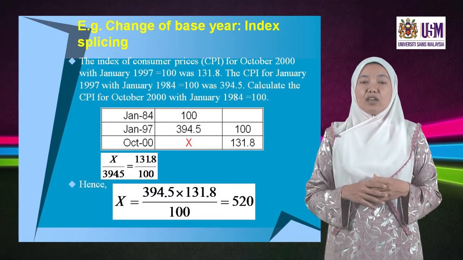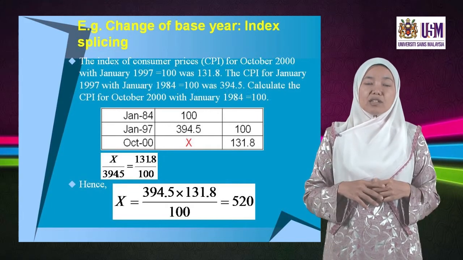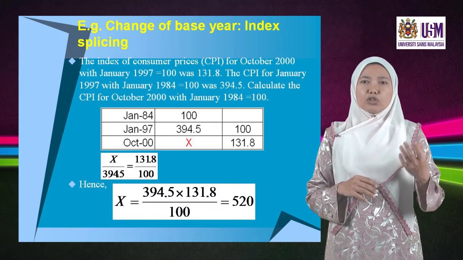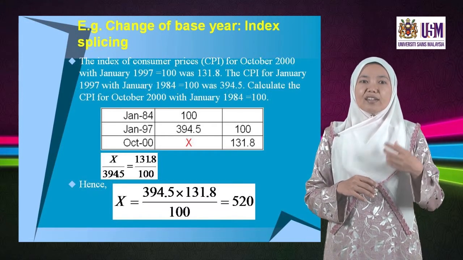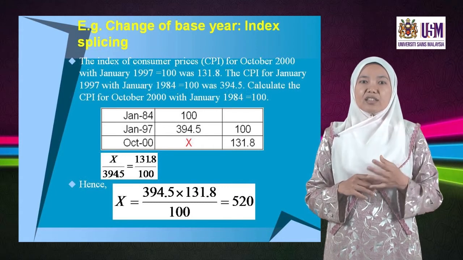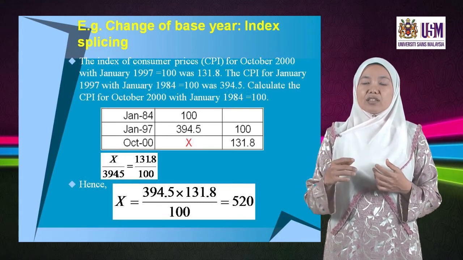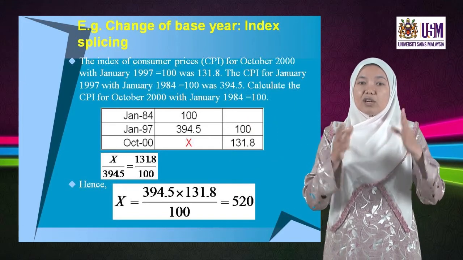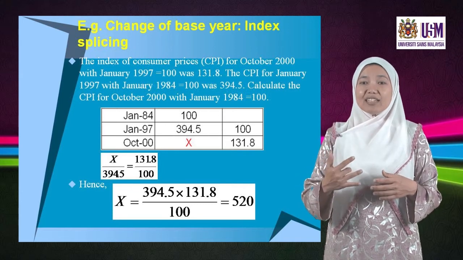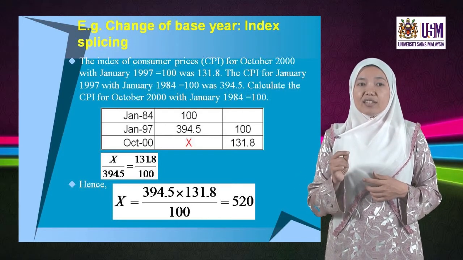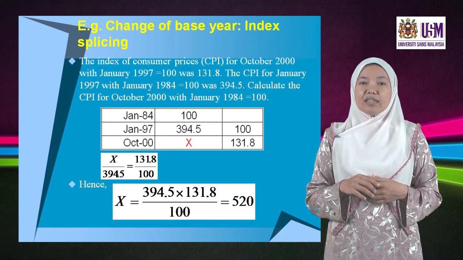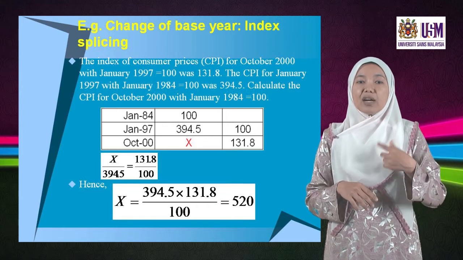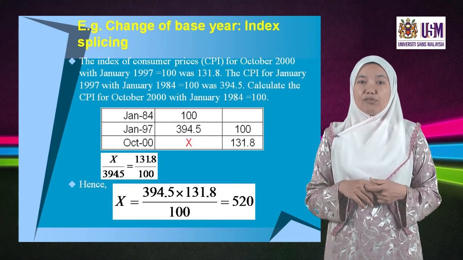So you put that information, the data, into the table. So you have three different dates. In the first line, for October 2000, given that base year January 1997 is 100, you have the index 131.8. So that is the right-hand side column. While in the middle column, that is referring to the second line of information, the CPI for January 1997 is 394.5, but the base year now is much earlier, January 1984, which is set at 100.